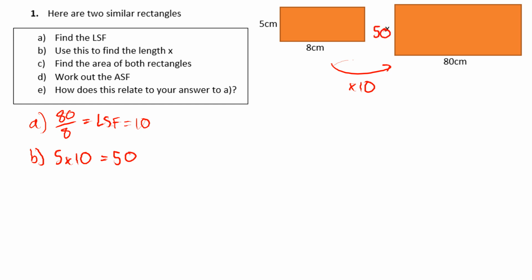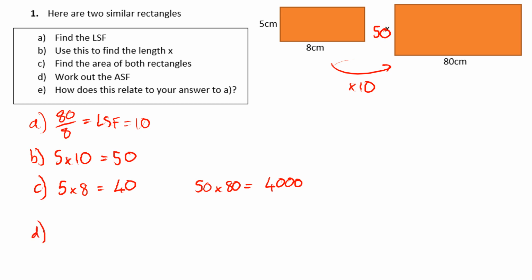Now, we need to find the area of both rectangles. So the first rectangle, base times height, 5 times 8 is 40, and the second rectangle, 50 times 80 is 4,000. Okay, so it's not done anything controversial so far, hopefully.